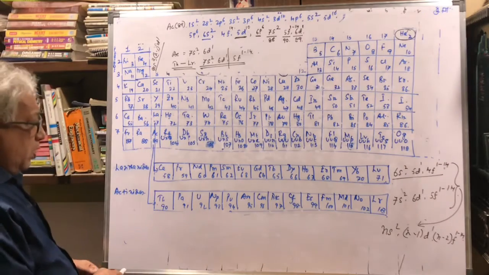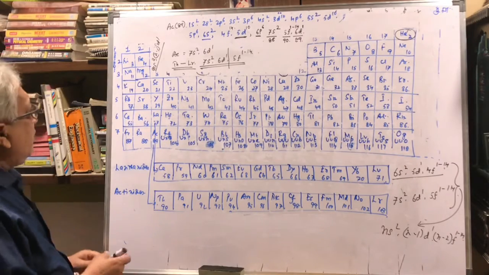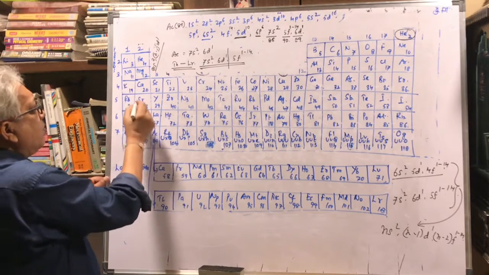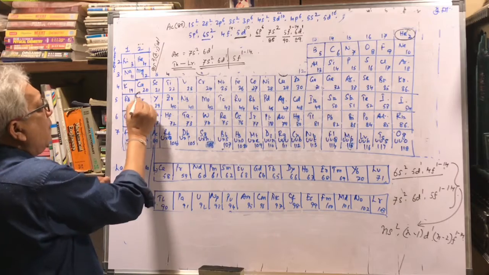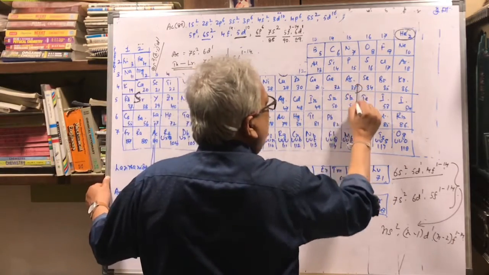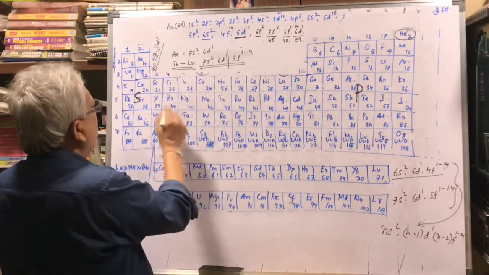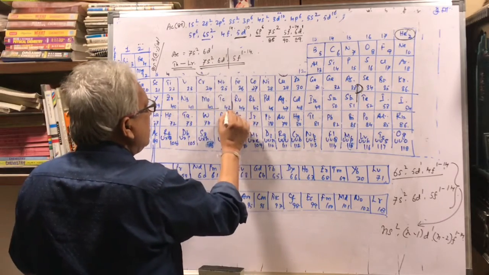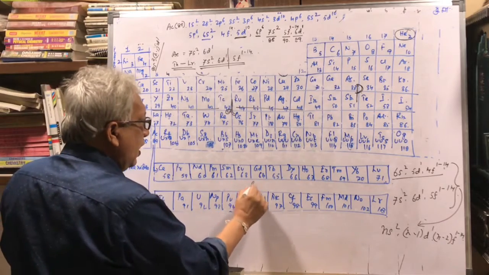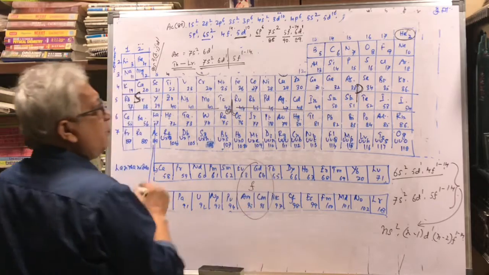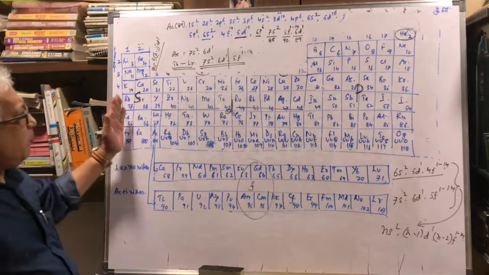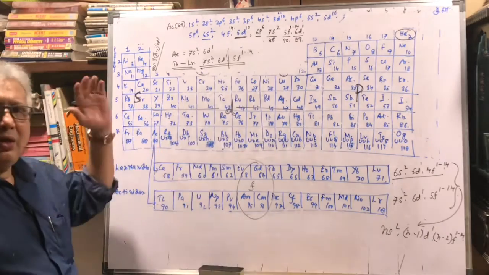That is why when you do the blockwise classification, the last electrons over here have gone to the s subshell. So this is the s block. The last electrons have gone to the p subshell. So this is the p block. Last electrons have gone to the d subshell. So it is the d block. And here the last electrons have gone to the f subshell. So this is the f block. That is how the periodic table is classified blockwise: s block, p block, d block, and f block.